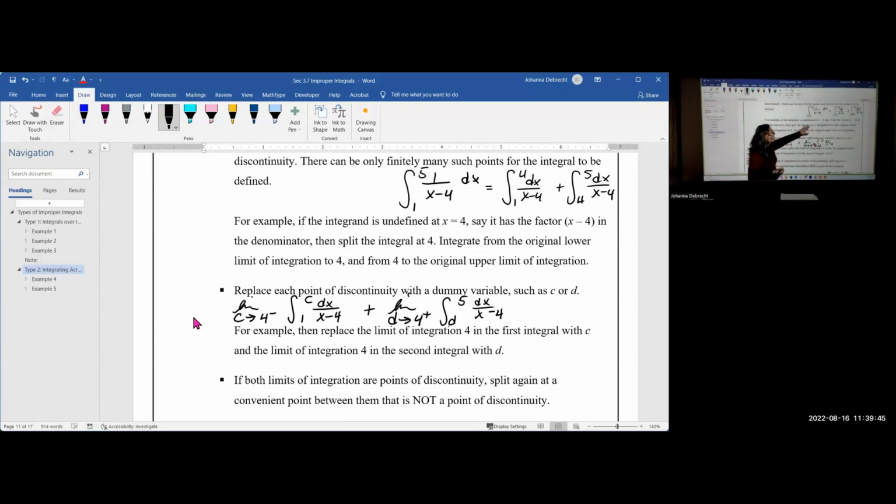Now, again, there's nothing in this integrand or limits of integration to throw up a flag and say, whoa, you better split this apart at 4 and replace the 4 with dummy variables and evaluate one-sided limits of the definite integral. There's nothing to throw that up. You have to be aware that it's an issue and be looking for it.